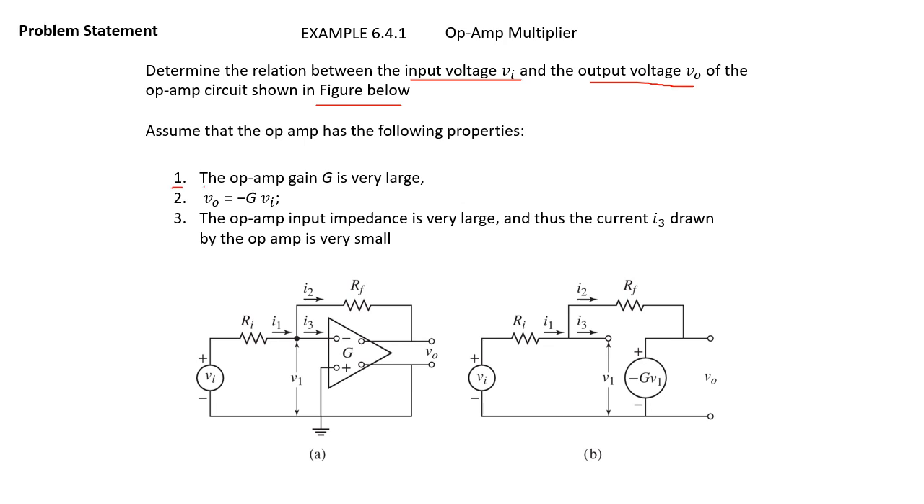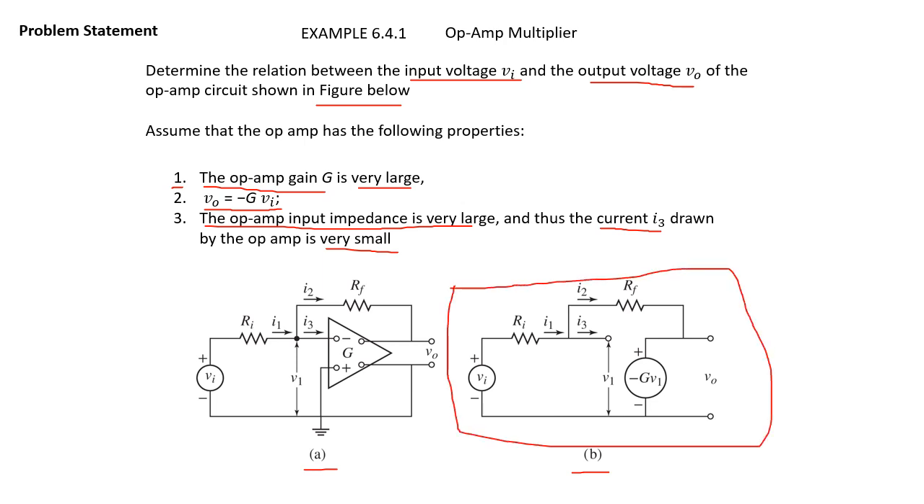We want to assume that the op-amp has the following properties. One, the op-amp gain G is very large, and VO is equal to negative G times VI. Two, the op-amp input impedance is very large. Therefore, the current I3 that's drawn by the op-amp is going to be very small. The terminology for very large and very small is going to become important, and we'll see that as we go through the solution. Down below we have our diagrams of the op-amp circuit, A and B. We'll redraw A and go through that in our solution, and we'll talk about how we can make the assumption to get our open circuit for B.